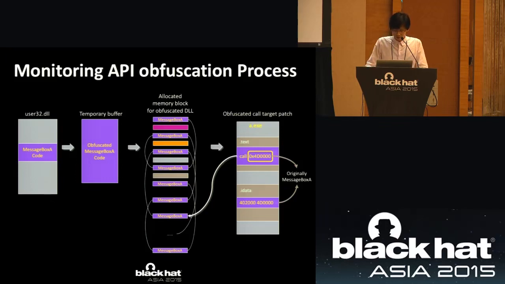And finally, after the API obfuscation ends, the packer changes the call instruction. The call target is changed to the first address of the obfuscated function, and sometimes the function is called via a register or an indirect call. So we need to change.